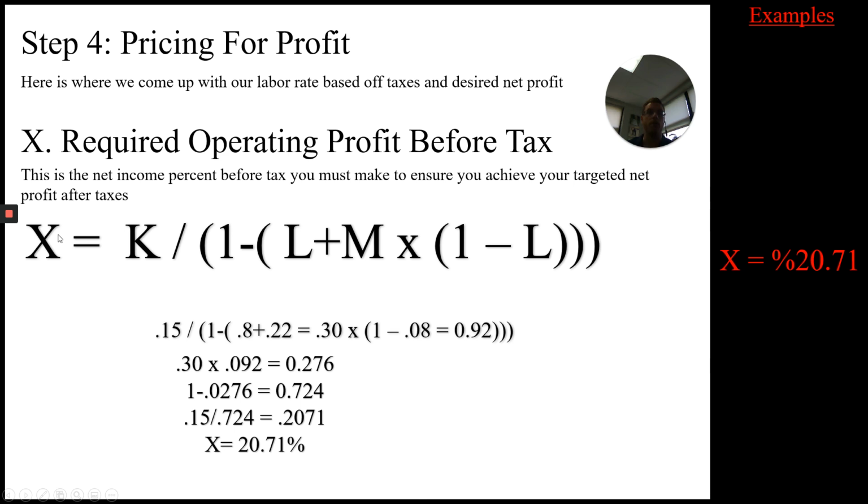Anyways, what we did was our required operating profit before tax was 20.71%, using the above formula. Just take all your numbers, your X, your K's, your L, your M, your L's, and you just do the math to get your percentage. Any questions, feel free to drop a comment.